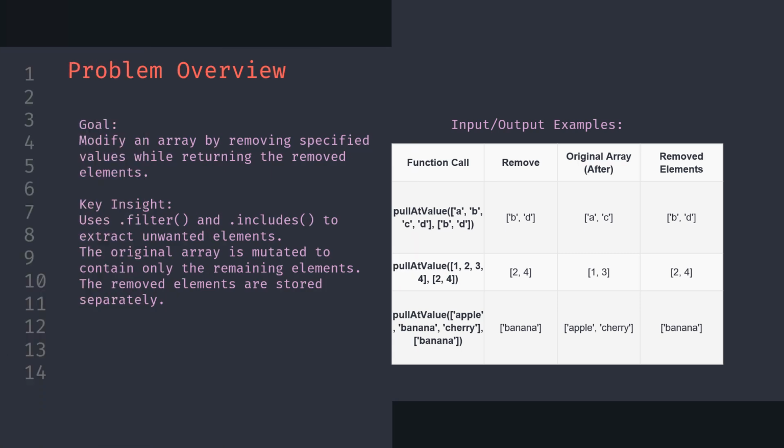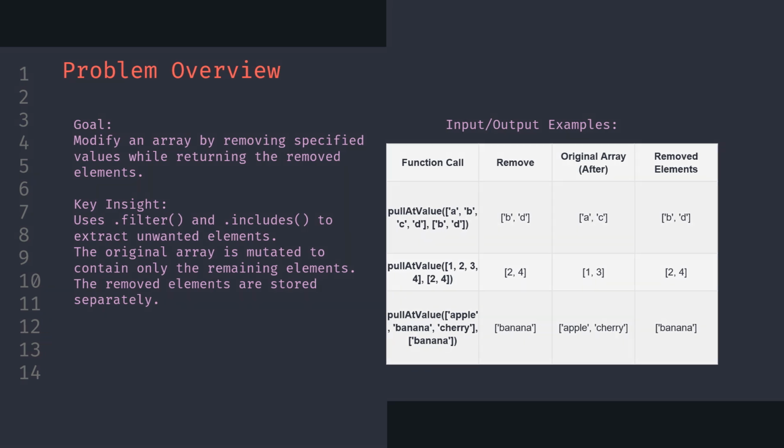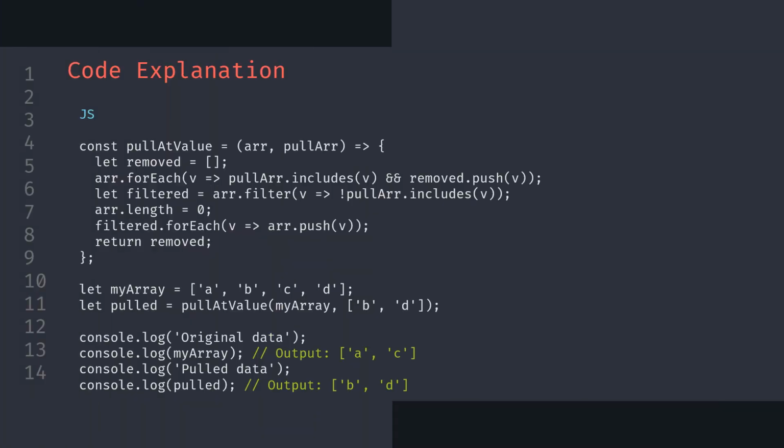This function allows us to not only remove unwanted elements, but also retrieve them, which can be useful for auditing or rollback operations. This function efficiently filters out unwanted elements while keeping track of them in a separate array, making it useful for structured data processing.